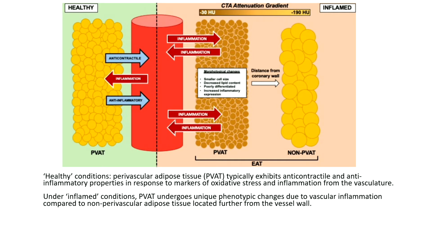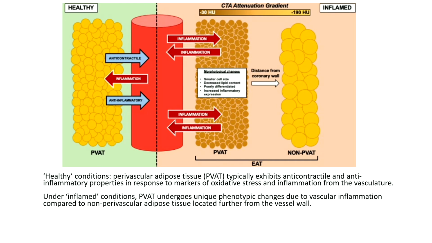Healthy conditions on the left. Yeah, on the left. So the red is the vessel. You see the PVAT, pericoronary fat. And these are nice big cells. And so what happens under healthy conditions is that the perivascular adipose tissue exhibits anti-contractile and anti-inflammatory properties in response to the enemies that are coming, the markers of oxidative stress and inflammation.